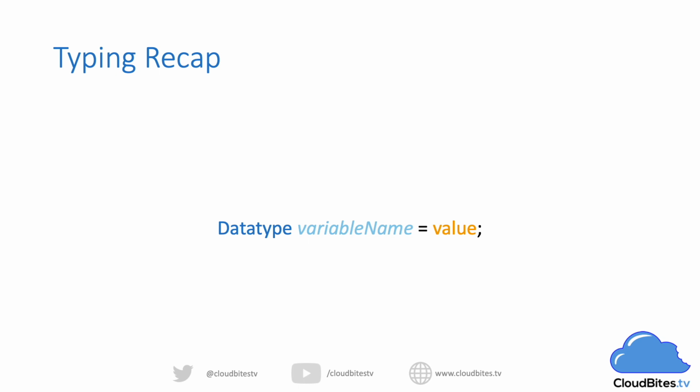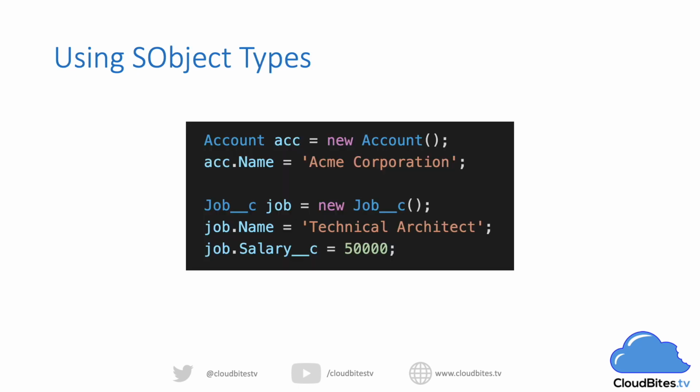On our job sObject, we've actually defined an additional field called salary, another custom field. To work with an sObject, we have to instantiate a new instance of it first, and then we can access the fields on it. So what does that look like?